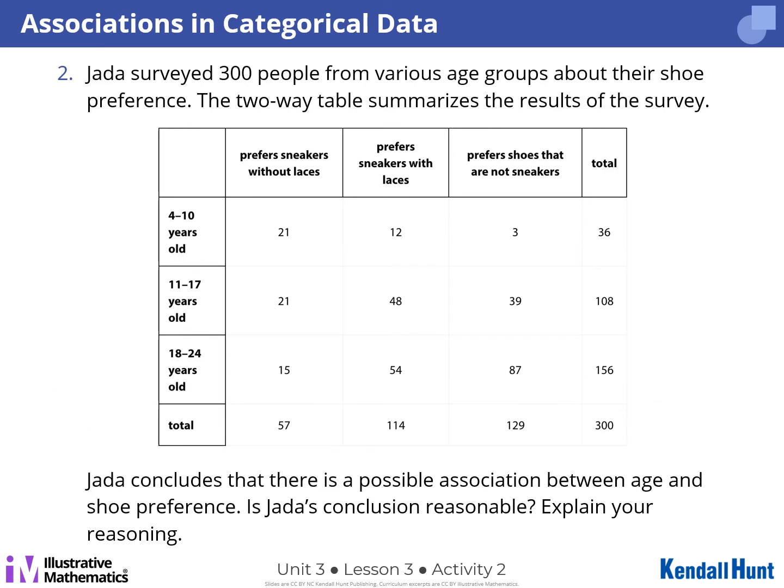Different associations you could make. Here, Jada is comparing the age of children and young adults and their shoe preference. Jada surveyed 4 to 10-year-olds and asked if they prefer sneakers without laces, sneakers with laces, or shoes that are not sneakers at all. She asked the same question of 11 to 17-year-olds and of 18 to 24-year-olds. Take a look at this data. Jada concludes that there is a possible association between age and shoe preference. What are your thoughts?